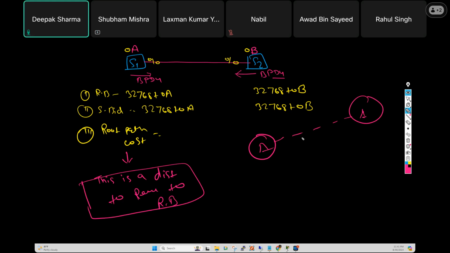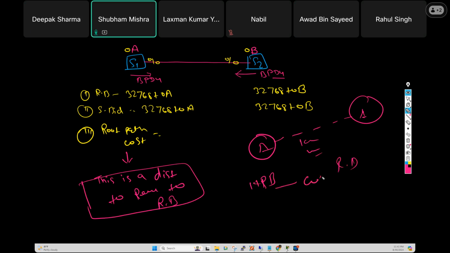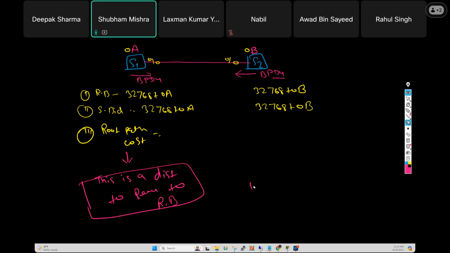And we are measuring the distance like in kilometer or meter like this. Yes, na everyone? So similarly, in case of STP, the distance between non-root bridge and root bridge is measured by the help of cost. Understand? So by the help of cost, we can measure the total distance to reach the root bridge. Are you getting my point? Yes or no?